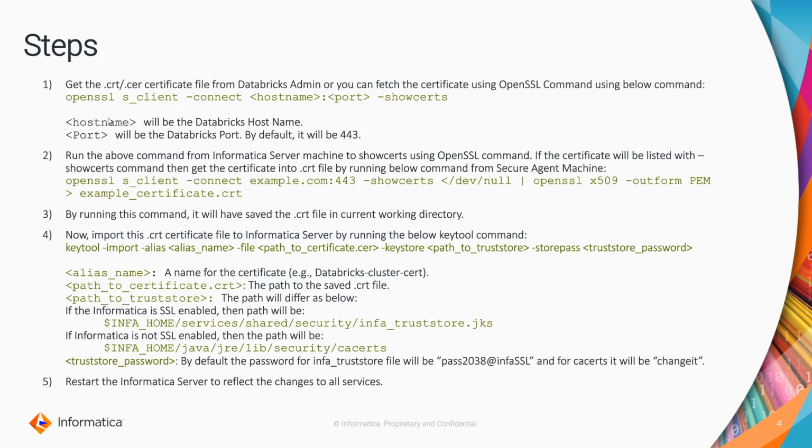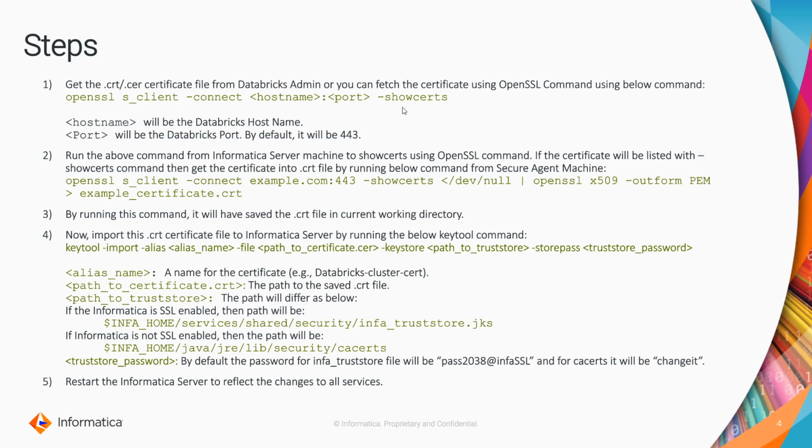For this, you need to execute the first command, that is openssl s_client -connect hostname and the port number. The hostname will be the Databricks hostname and port number will be 443. Default port is 443, and -showcerts. So this first command will list you the certificates which are present in this host and particular port. If it is not able to fetch any certificate, then the certificate on this particular host and port may not exist. So first validate before getting this .crt file.